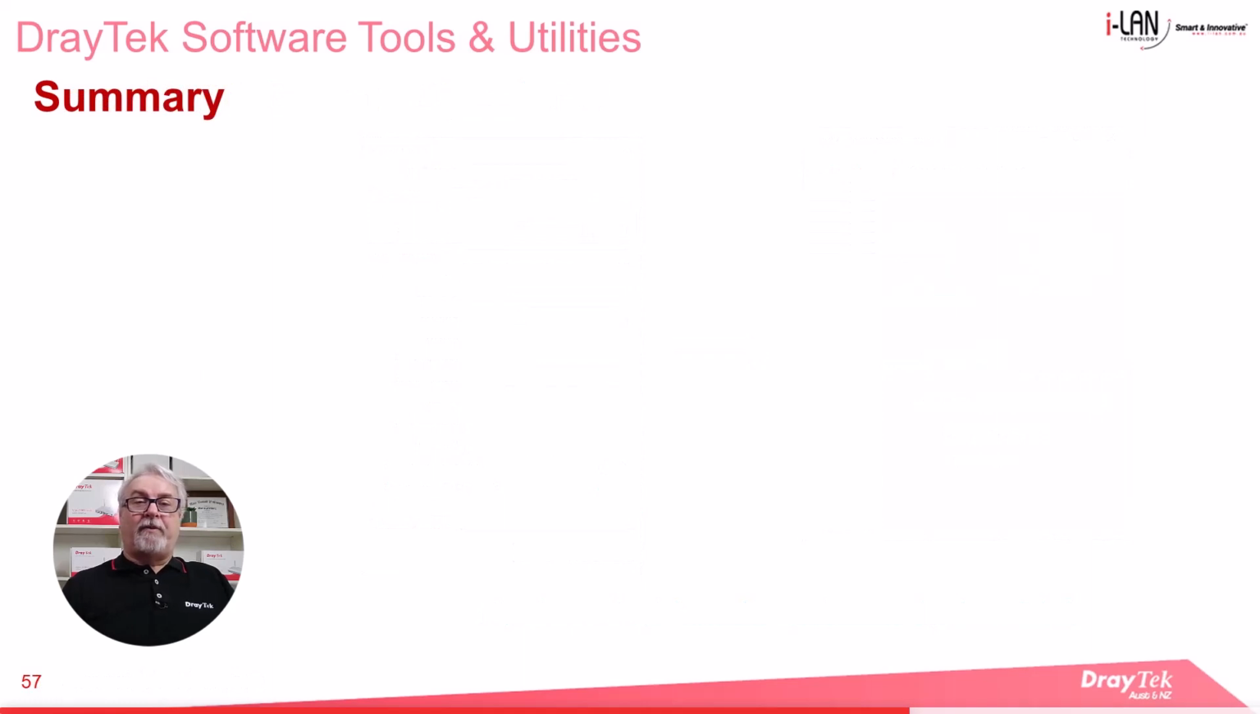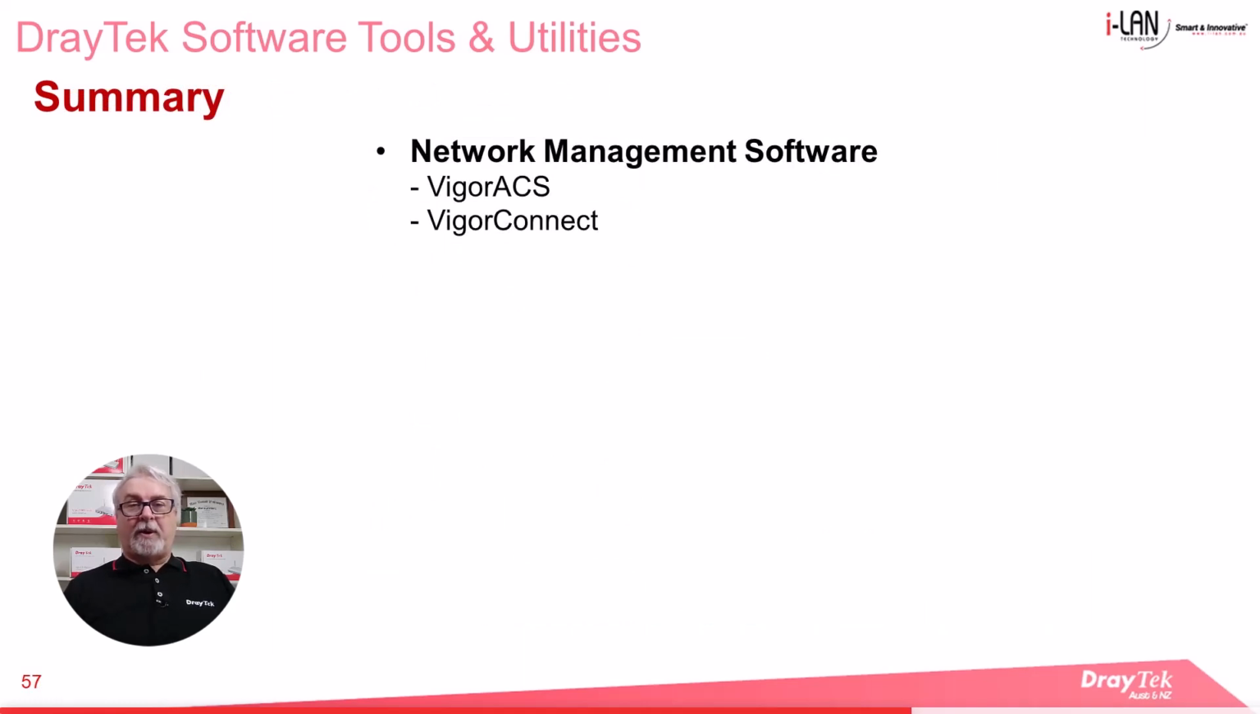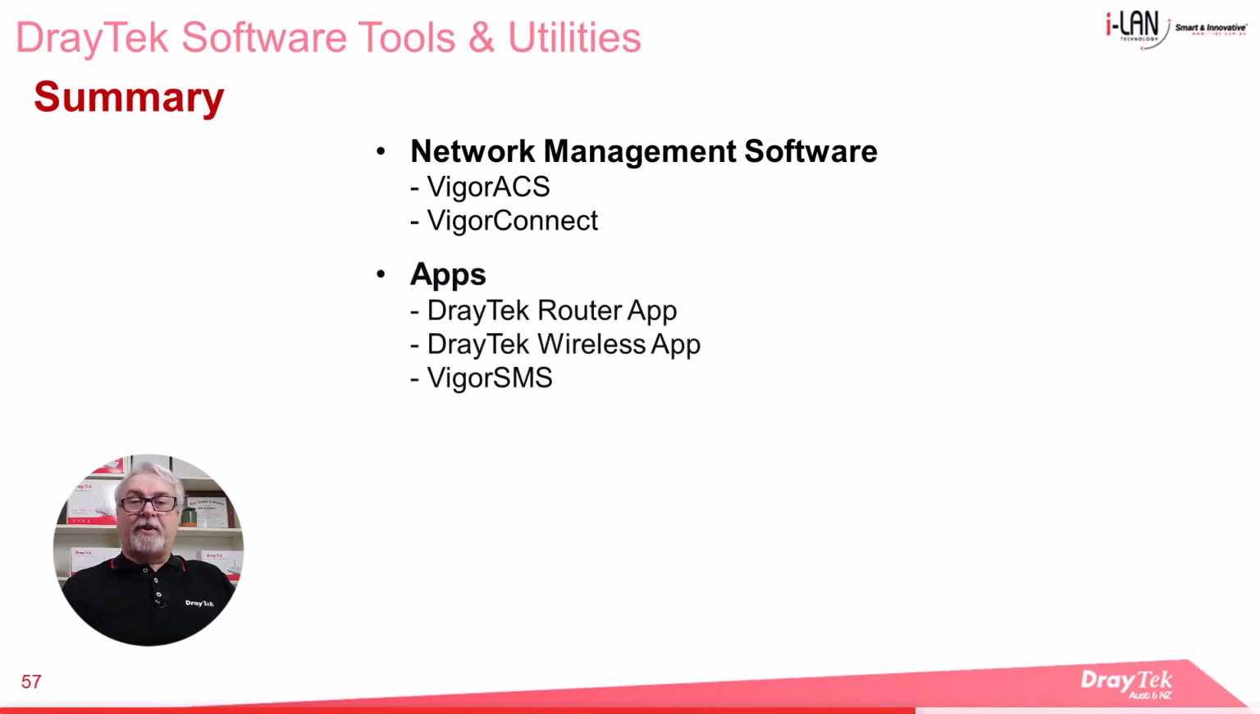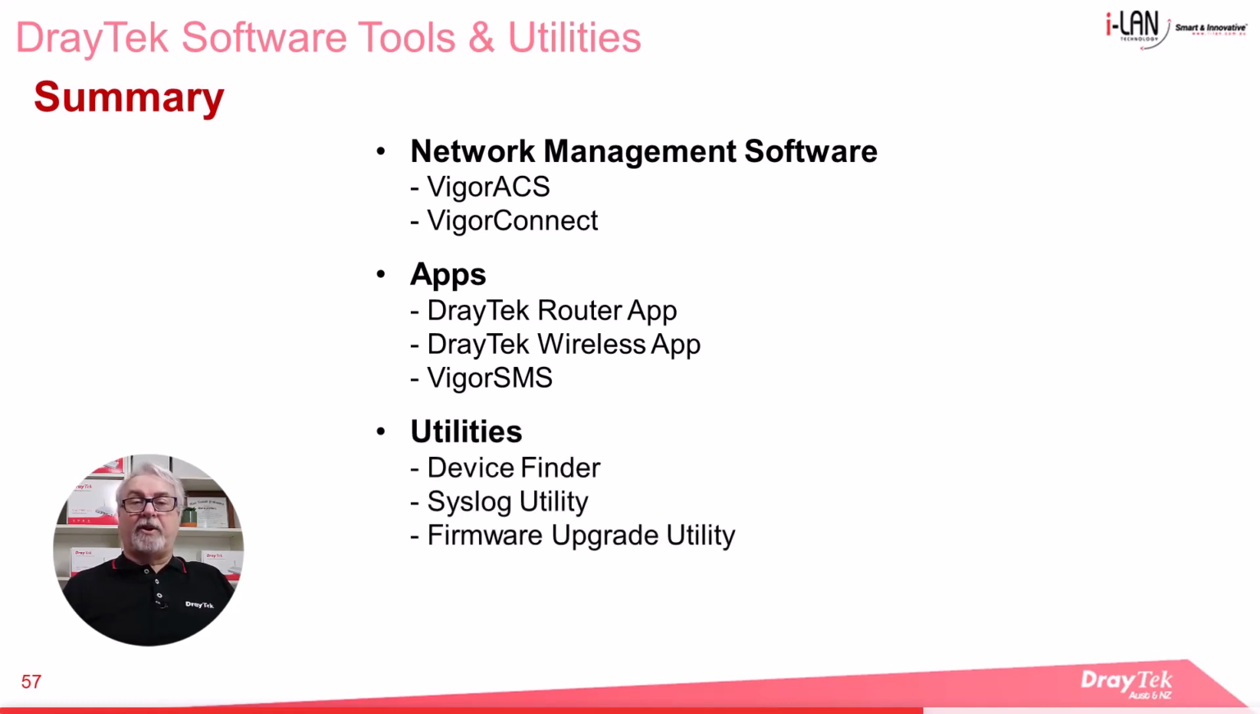Okay, to summarise, we first looked at two network management softwares, which were VigorACS 3 and VigorConnect. Then we looked at some DrayTek apps, which included the DrayTek Router App, the DrayTek Wireless App, and VigorSMS. We also looked at some utilities, which included Device Finder, Syslog Utility, and the Firmware Upgrade Utility. And finally, we looked at the DrayTek Smart VPN Client.